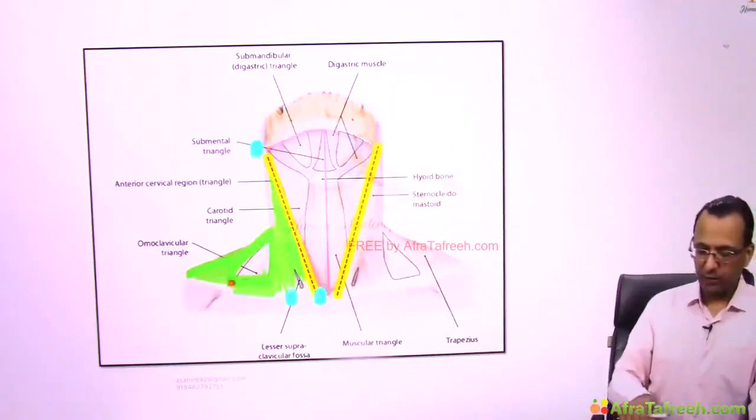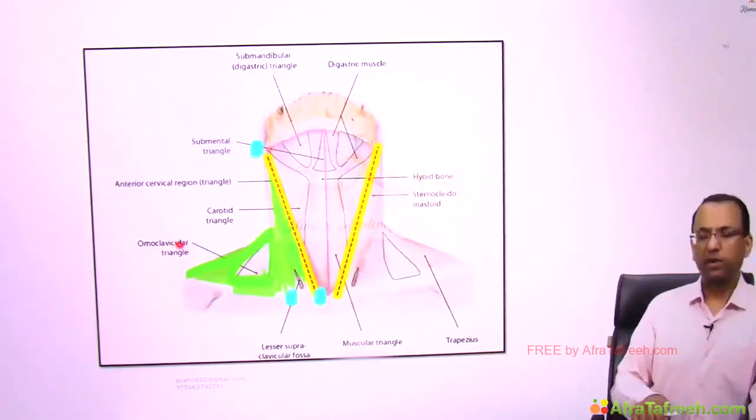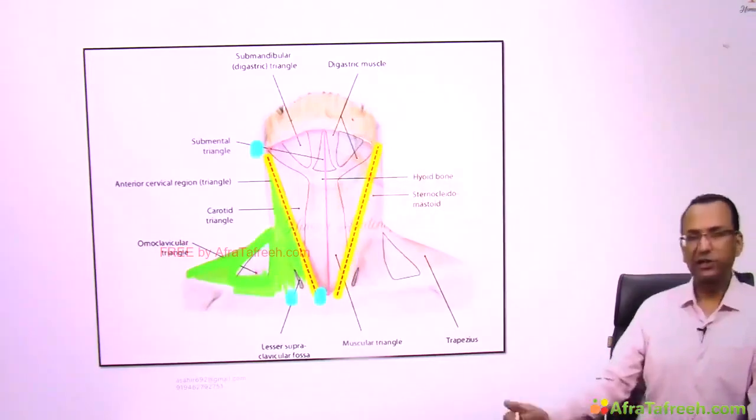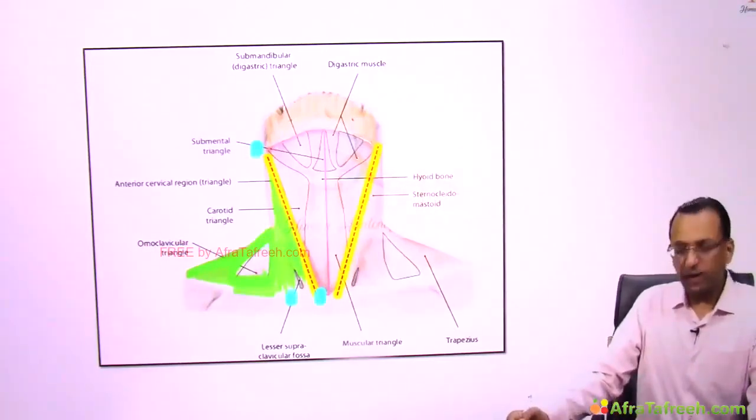And it has two parts. The smaller one is the subclavian triangle, which is also called the omoclavicular triangle. So the omoclavicular triangle is the smaller subclavian triangle in the posterior triangle. Okay. What about the anterior side?